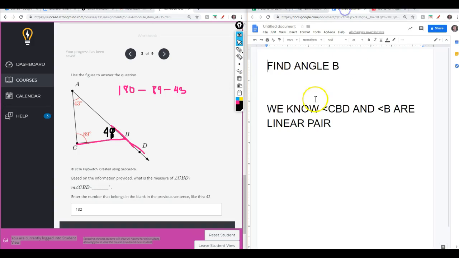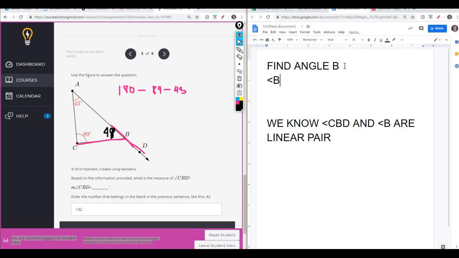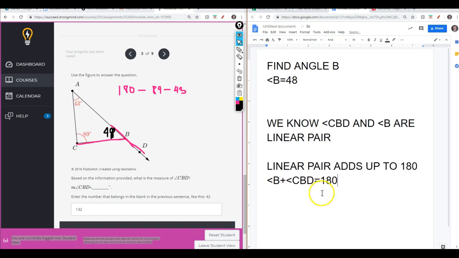And so now we're jumping back to here. We know that angle B equals 48 degrees. Since we have a linear pair, we know that a linear pair adds up to 180 degrees. So we know that angle B plus angle CBD equals 180. We know that angle B is 48 degrees. So I'm going to take 180 and subtract 48 degrees to find out what angle CBD is.